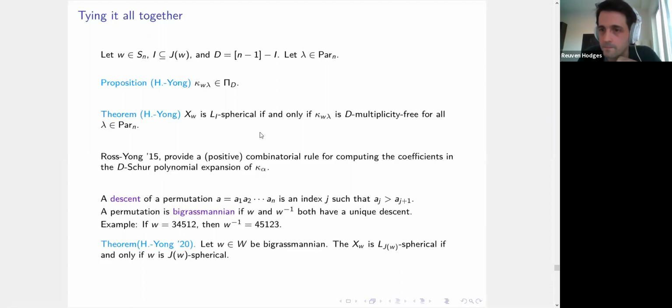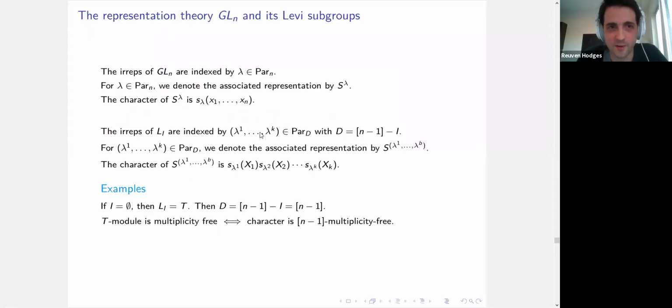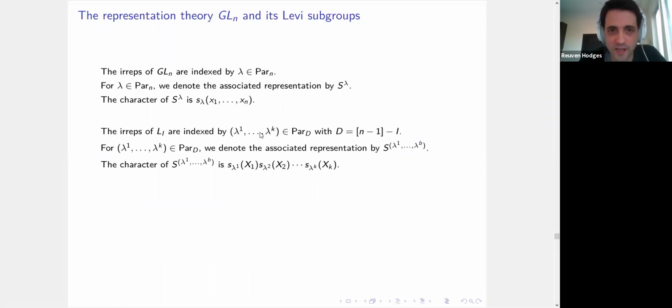All right, I just want to follow up on this. When you mean multiplicity free for Demazure polynomials, I know what the interpretation of the Schur polynomial is. Can you give me the interpretation of the Demazure polynomial? Sure. Yeah, so that was actually what I skipped, the representation theoretic motivation behind this.